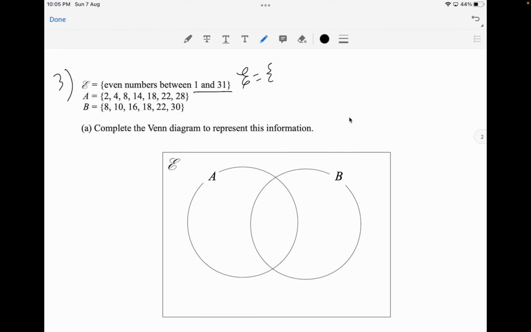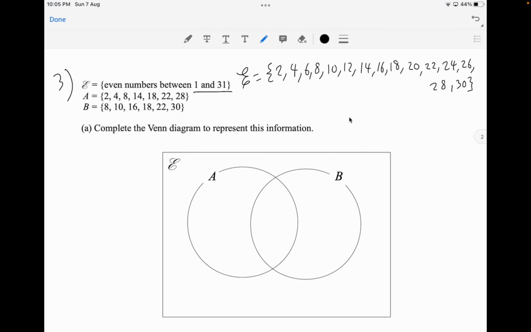So what I'm going to do is list the even numbers: 2, 4, 6, 8, 10, 12, 14, 16, 18, 20, 22, 24, 26, and 28. These should be approximately all the values, 30 as well, between 1 and 31. So these are basically the 2 times table.